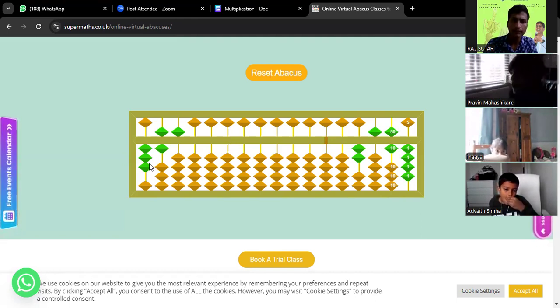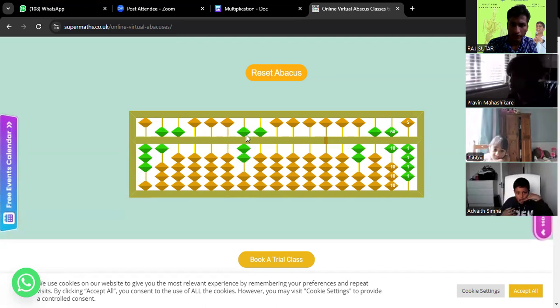So first we will multiply 3 multiplied by 2, which is 0, 6. Focus here, Advait, Pranil. Then 3 multiplied by 5, which is 1, 5, 15. Then 3 multiplied by 6, which is 18. Then 3 multiplied by 4, which is 12. So this is done now.